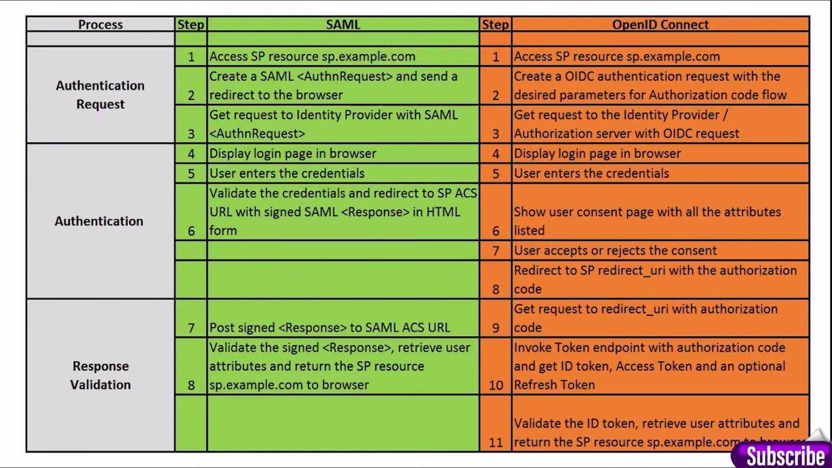And what is the difference in the response? In the case of SAML, it is a POST signed to the SAML access URL. It validates the signed response, retrieves user attributes, and returns to the SP service provider resource. And in the case of OpenID Connect, it is a GET request to the redirect URL with the authorization code, invokes the token endpoint with the authorization code, and gets the ID token, access token, and an optional refresh token. It validates the ID token, retrieves user attributes, and returns the service provider resource to the browser. So that's the difference between SAML and OpenID Connect. Please pause the video if you need more time to read the diagrams and the details here.